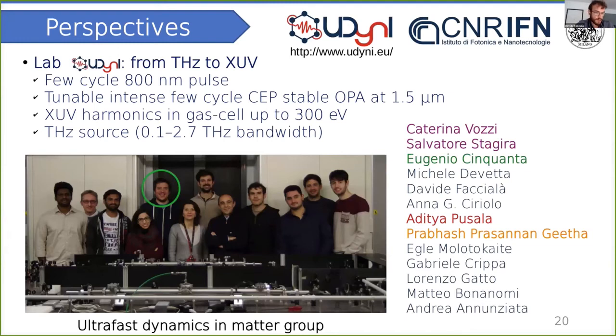We have a few-cycle pulse at 800 nanometers. We have an additional intense few-cycle OPA working at the 1.5 micron range, and an XUV source of harmonics in a gas cell reaching 300 eV. We also have in the lab a terahertz line, which is managed by Eugenio Cinquanta, here circled in green, who is basically the one in our group that comes from the condensed matter physics field. So he also works with us on this project of harmonics in solids.